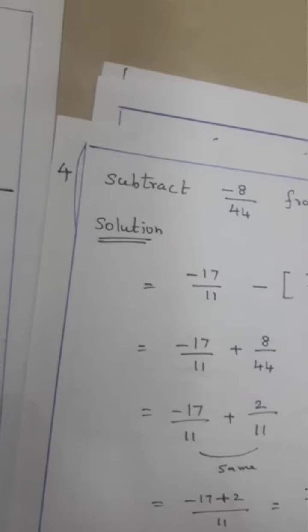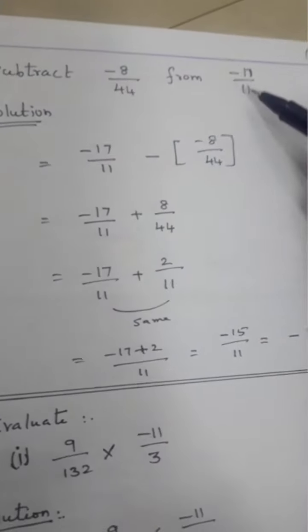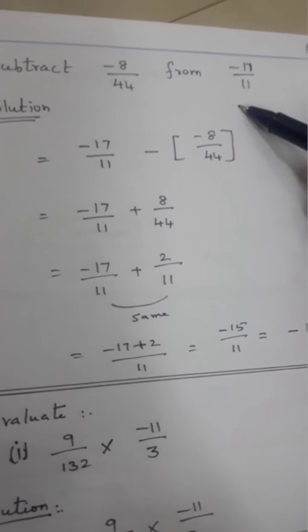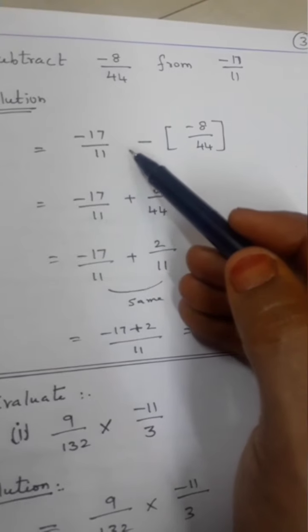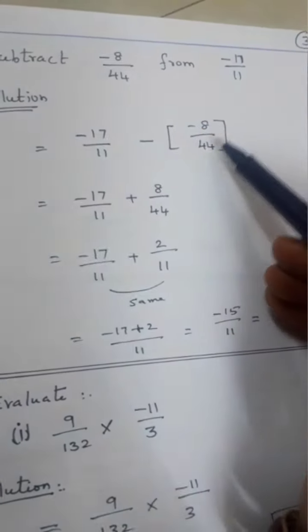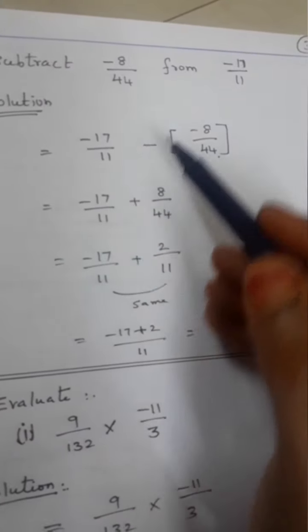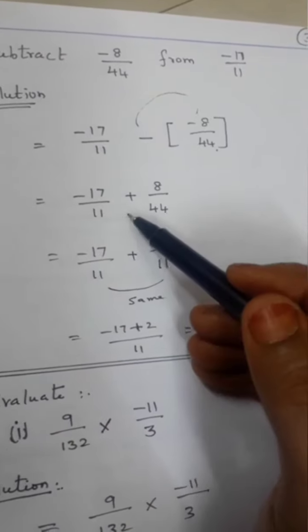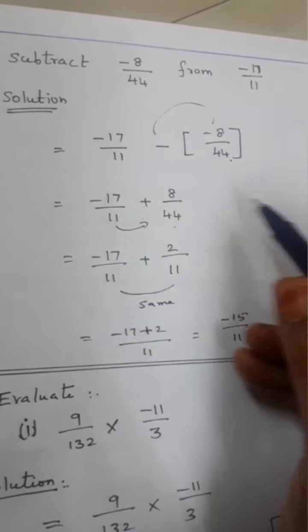Next, the fourth one, subtraction. Minus 8 by 44 subtracted from minus 17 by 11. First write minus 17 by 11 minus. The question is minus, subtraction, so start the bracket. The given number is minus 8 by 44. Minus 17 by 11 minus into minus, plus 8 by 44. The 11th table comes in 44.